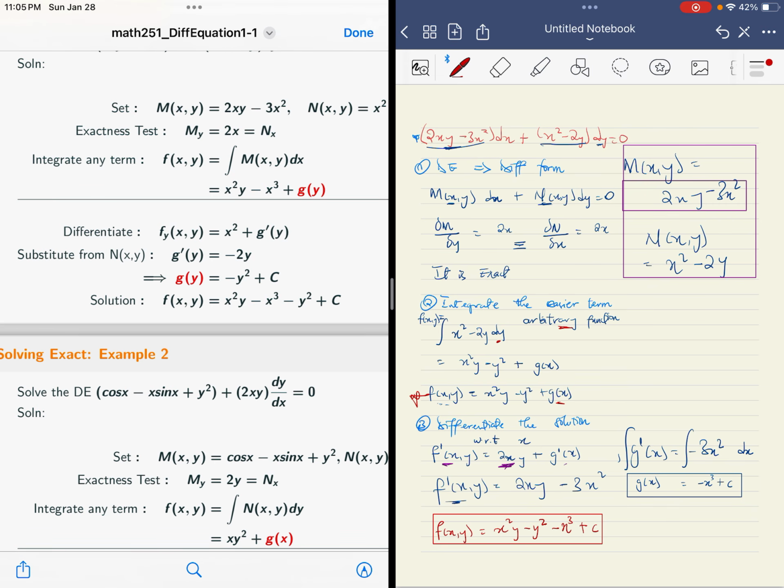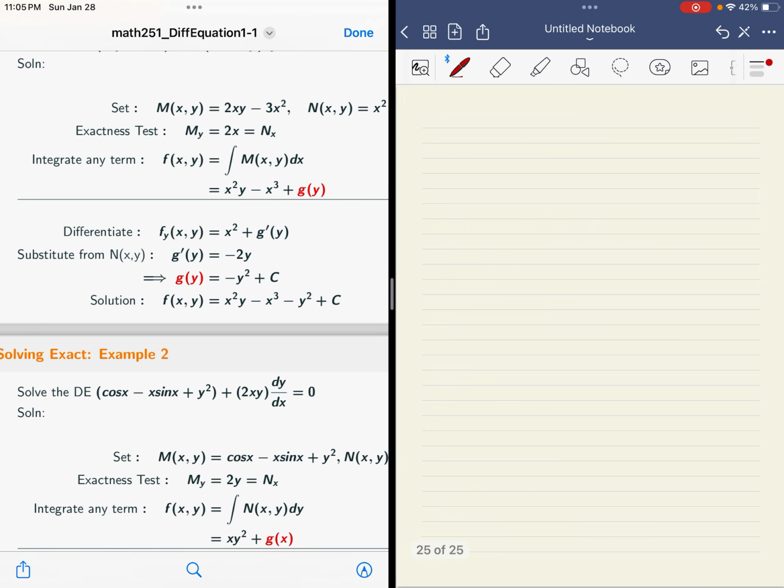So we compare that whole statement here to our m of xy and our n of xy. Upon comparing, we realize that we have a 2xy here. And what else is left? Negative 3x squared. That means that g prime of x is negative 3x squared. And we just integrate our g prime to get a g, plug it back into f of xy. We have our solution. I know this has taken so long, but you will find it easy in our next example.